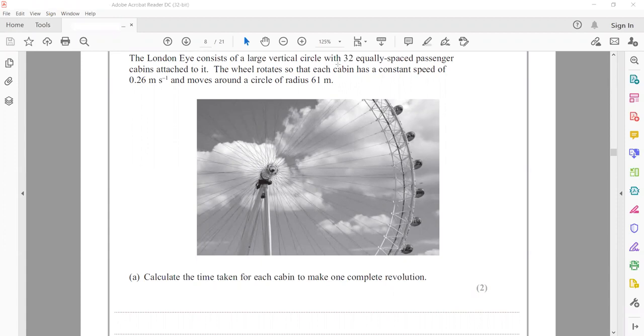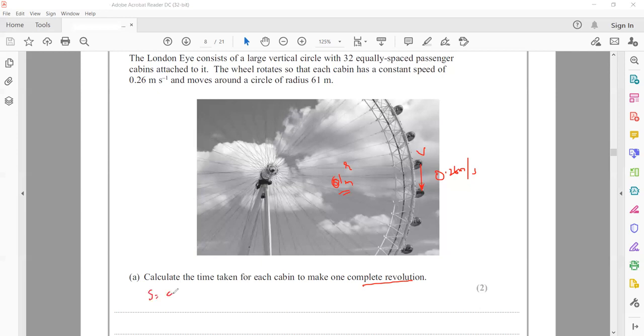The tangential speed is given, the speed at which this cabin is moving, that is 0.26 meters per second. So v is given, the radius is about 61 meters, and we have to calculate the time for each cabin to make one complete revolution. For one complete revolution, we know that speed is equal to distance divided by time.